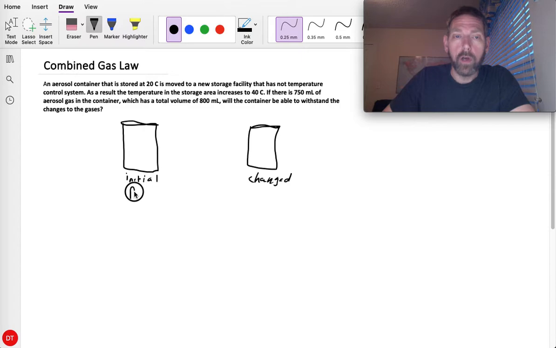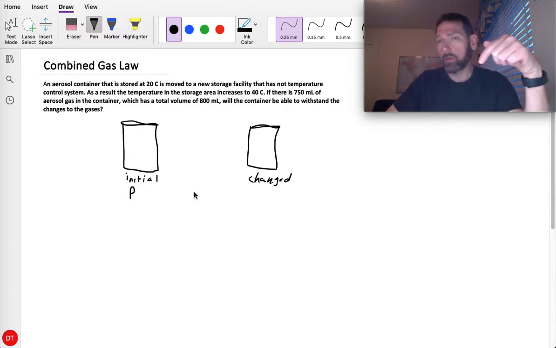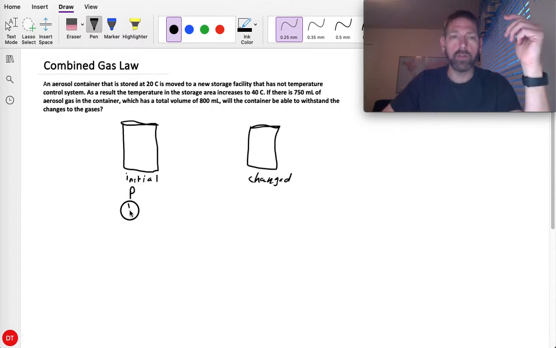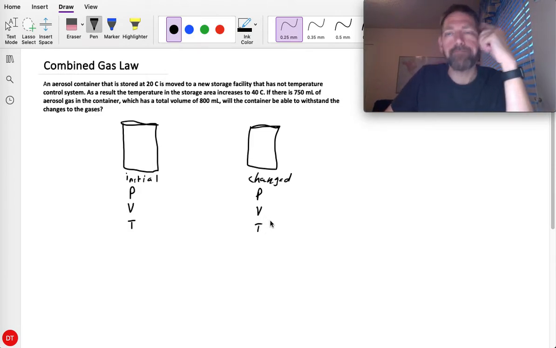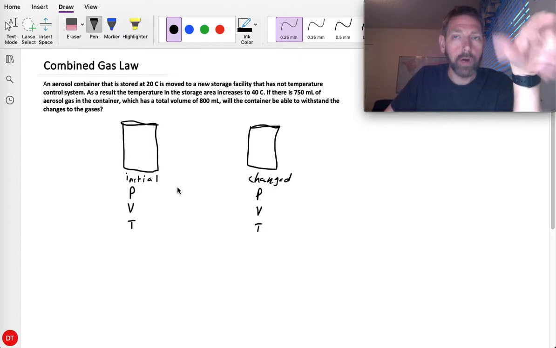So that means, as we've discussed before in previous lessons, that we know we're looking at the relationship between pressure, volume, and temperature, both initially and what the new result is. All right, let's read this problem. Let's see what we've got.